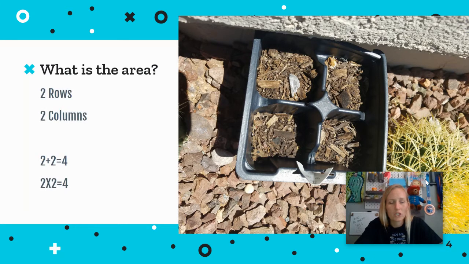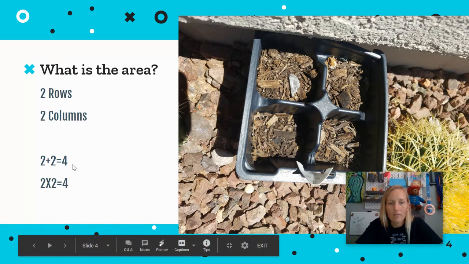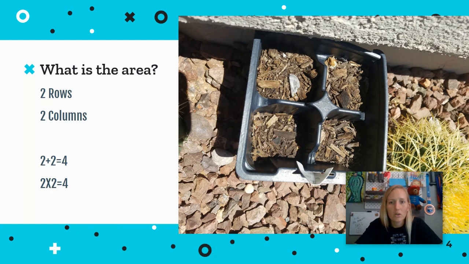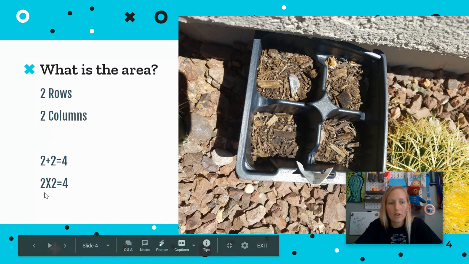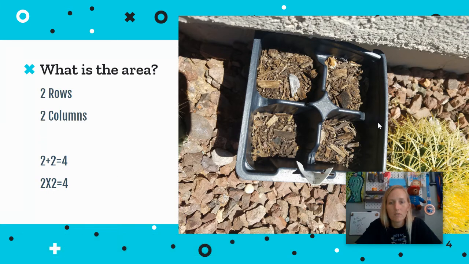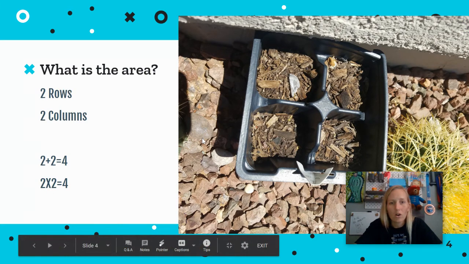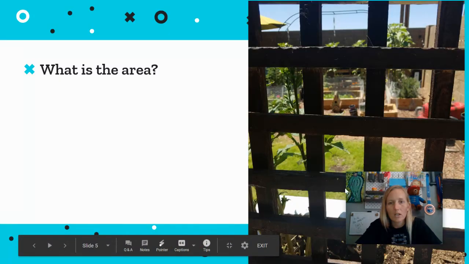If you said two rows and two columns, you're right. And our area of it is four. So two plus two, two rows, two columns, or we could have written it as two times two, which, the times symbol just means groups of two. So that also makes four. All right, let's take a look at another one.